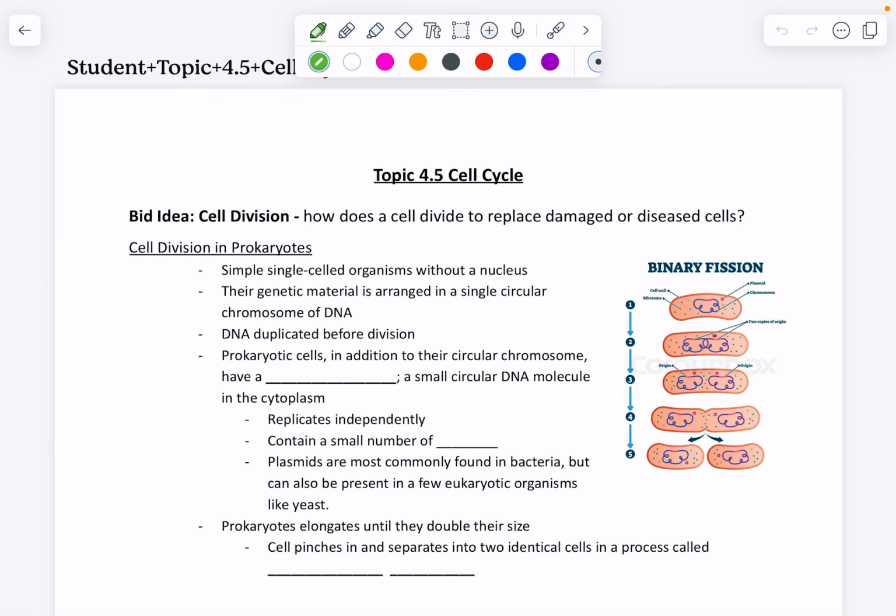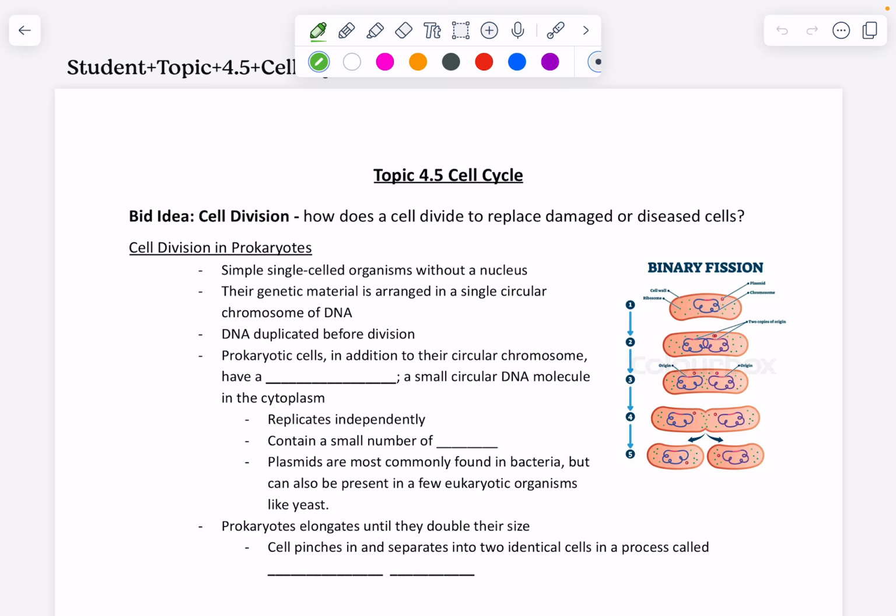All right, hello everyone. This is our topic 4.5 in our cell communication unit. This topic, 4.5, is primarily talking about the cell cycle. And so how does a cell basically replace damaged cells? How do cells divide to grow and develop? We'll look at all of those step-by-step processes in prokaryotes, and then we'll take a deeper dive into eukaryotes to see how that might be different.